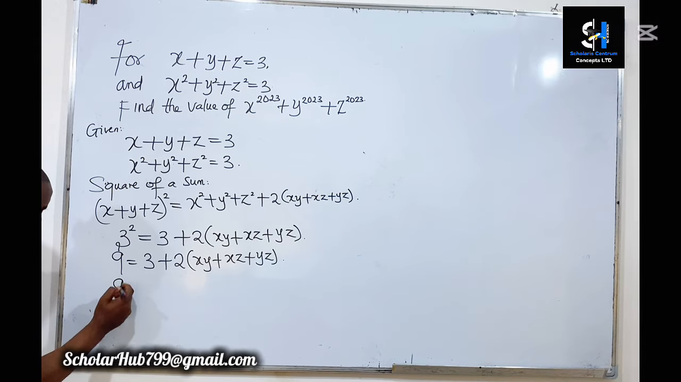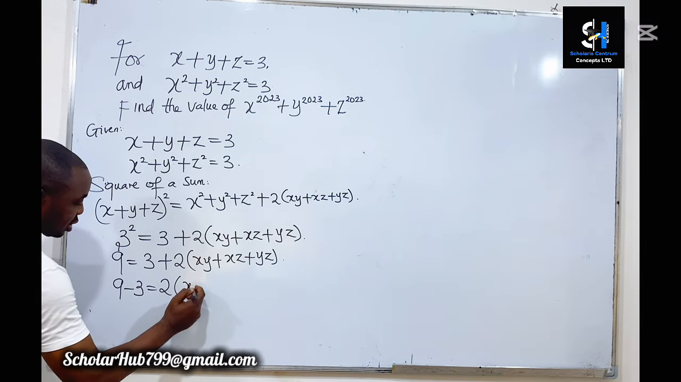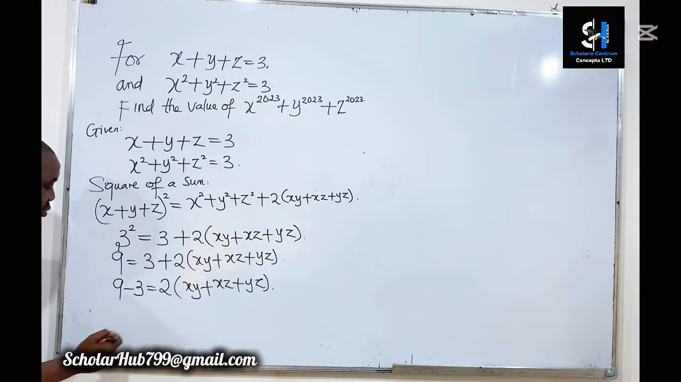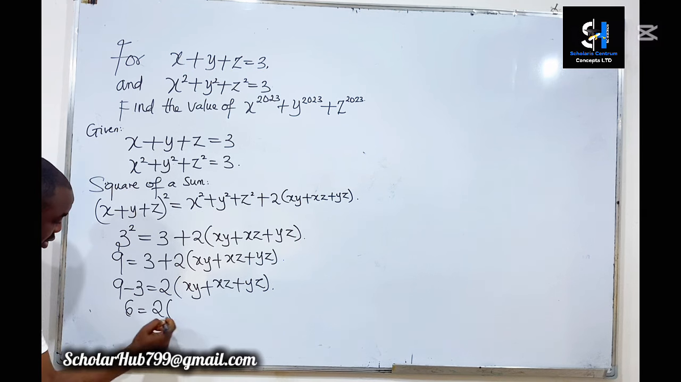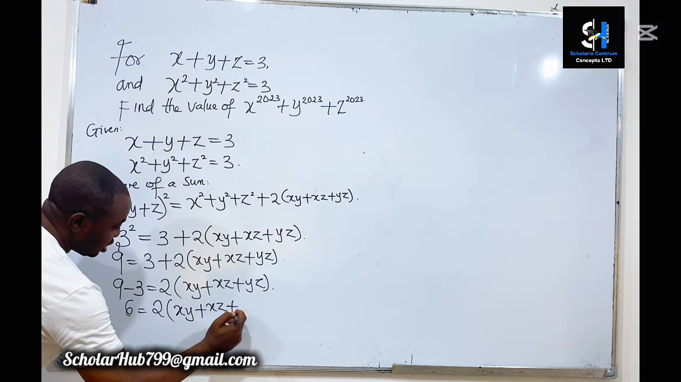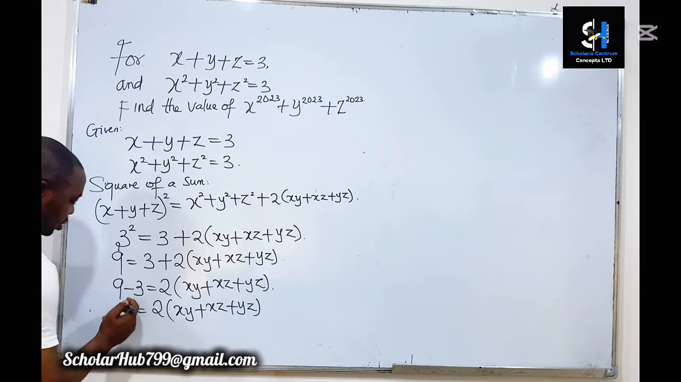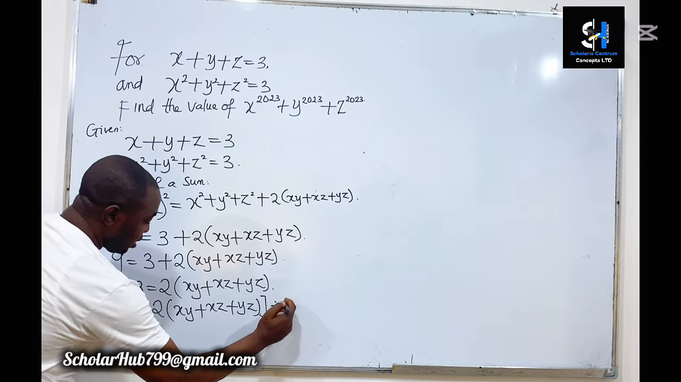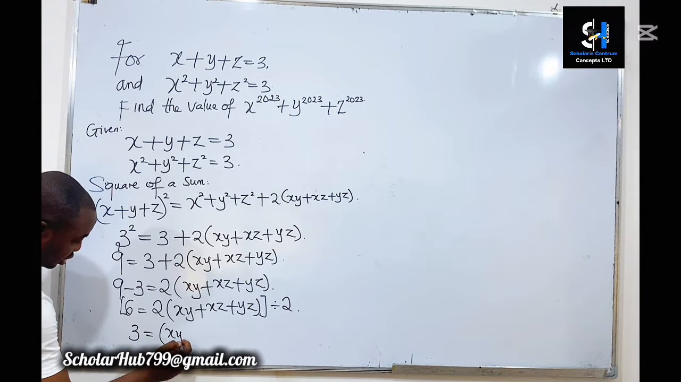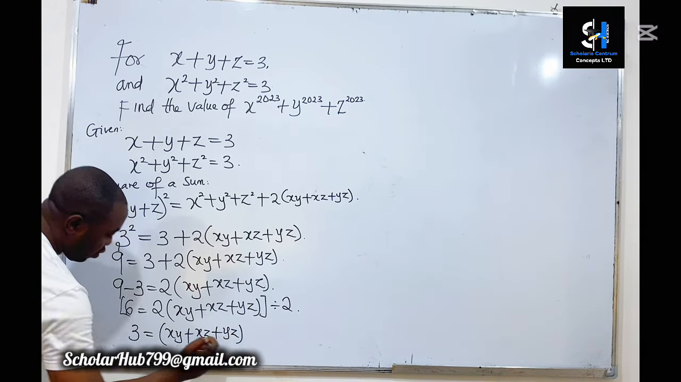So this 3 comes here, so that 9 minus 3 equals 2(xy plus xz plus yz). Now 6 equals 2(xy plus xz plus yz). If we divide both sides by 2, we get 3 equals xy plus xz plus yz.